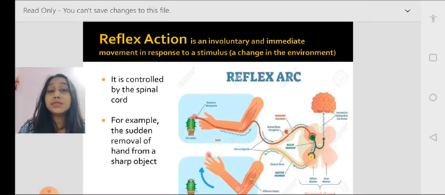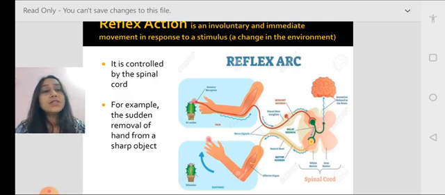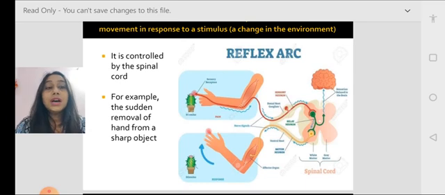So in front of you there is an image. See that image. One hand is touching a cactus and the hand is pricked. So what happens? As soon as the finger is pricked, the person removes the hand very fast. So this is an example of what? Reflex action. So reflex action, we understood that it is very fast action and is controlled by the spinal cord, not by the brain.